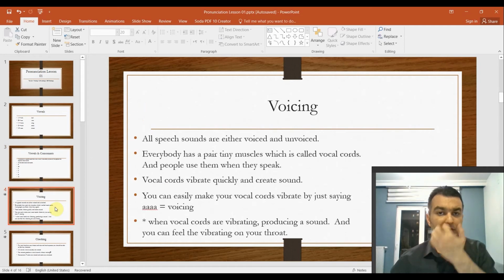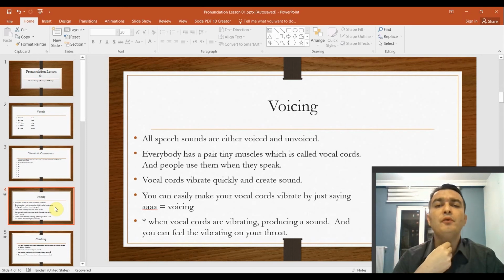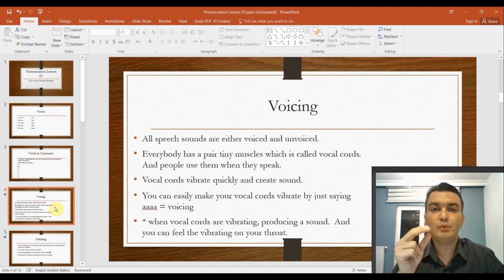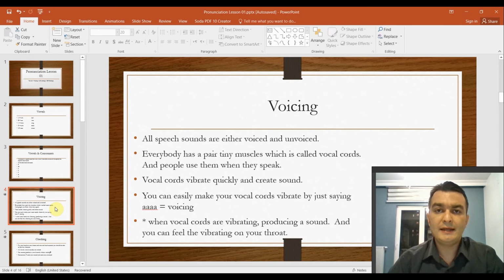Now we're going to talk about voicing. What is voicing? First of all, we have vocal cords here, okay? These vocal cords help us to pronounce words and make some sounds, okay? For example, they all the time move. When we talk, they move very fast and very quickly. And basically they vibrate, okay?